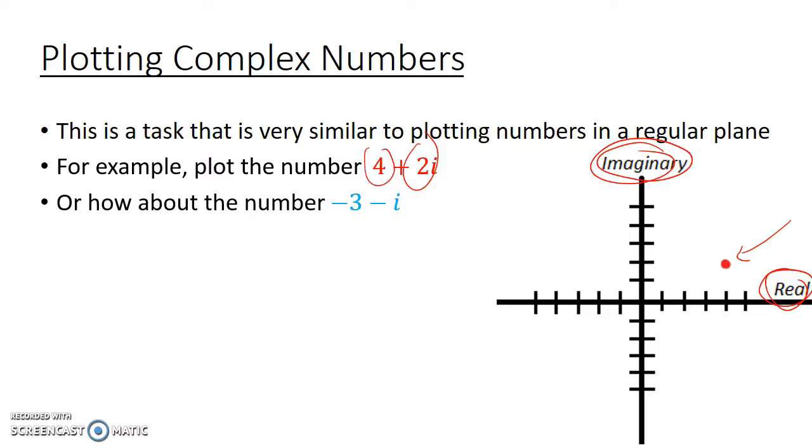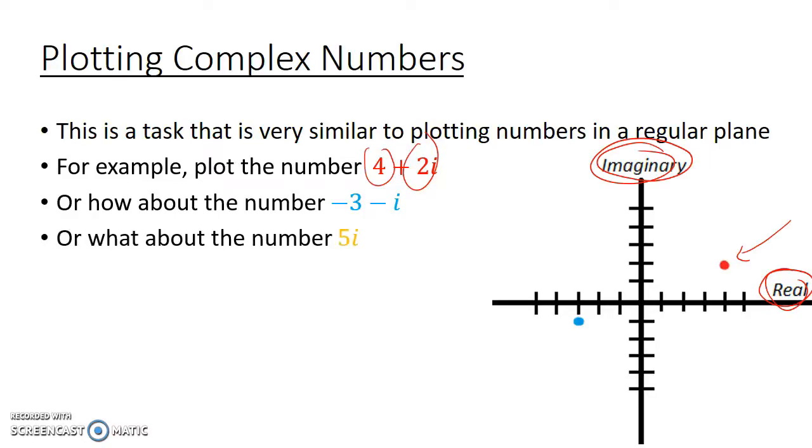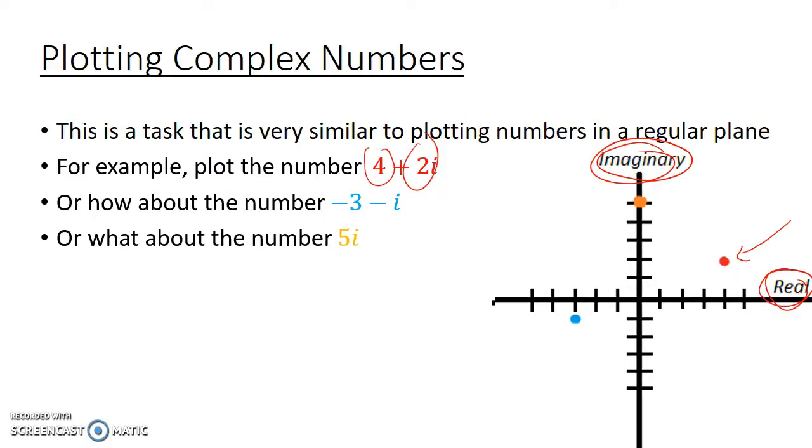These work for a number of different points. -3, -1, so to the left 3, down 1, sweet, you have the blue point. Same thing if you had this point, just 5i. So this just has an imaginary part, so it'll just be on the imaginary number line here. So plotting points in a complex number plane is just like plotting regular points.